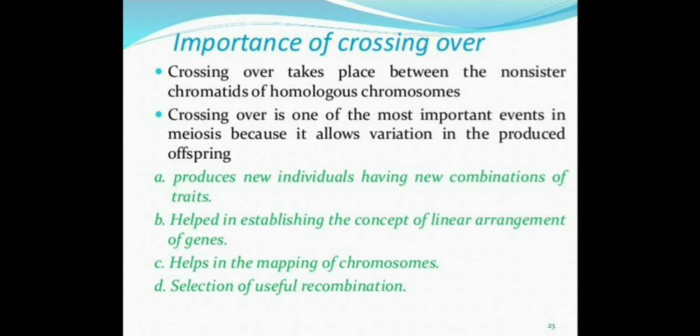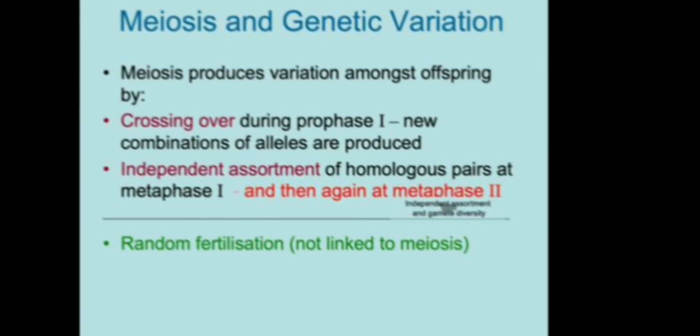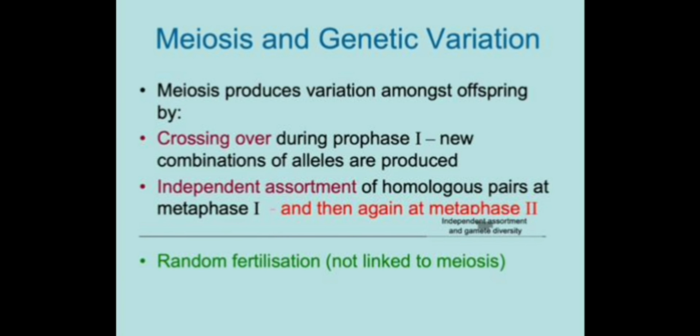So what's the importance of crossing over? It produces new individuals having new combinations of traits. It helps in establishing the concept of linear arrangement of genes. It helps in mapping of the chromosomes and selection of a useful recombination. And now we go on to what is genetic variation, and we will explain lastly the law of independent assortment.